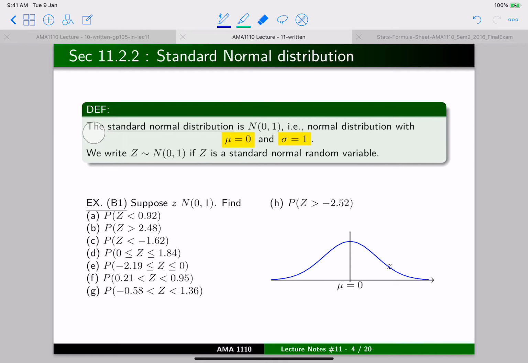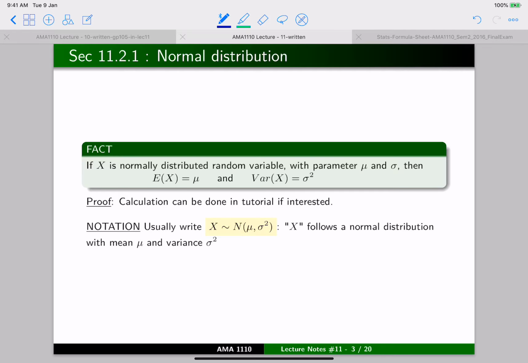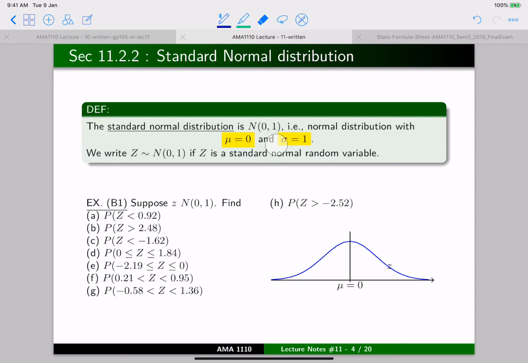Now, a random variable follows a standard normal distribution means that it follows a normal distribution with mean mu equal to 0 and variance sigma squared equal to 1, or as we know already from discrete random variables, the standard deviation is just the square root of the variance. So a standard normally distributed random variable is one that follows a normal distribution with mean equal to 0 and standard deviation 1. So in fact, it's symmetric around 0 and has spread 1.